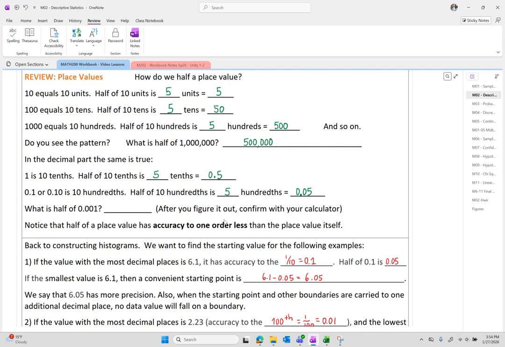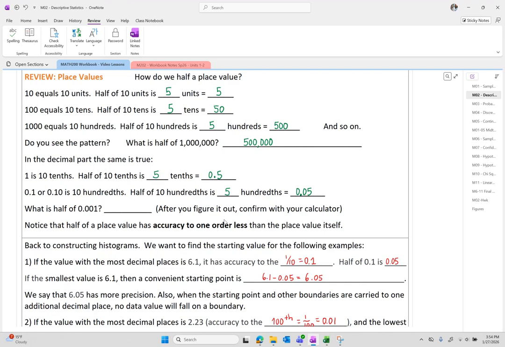And then if our data values go by hundreds, we will halve 100, and that will be 50. If our data values go by thousands, then we will halve the 1,000 to get 500 and so on. So if our data is in millions, let's say millions of dollars of debt, then we will halve the million to get an accuracy of 500,000.